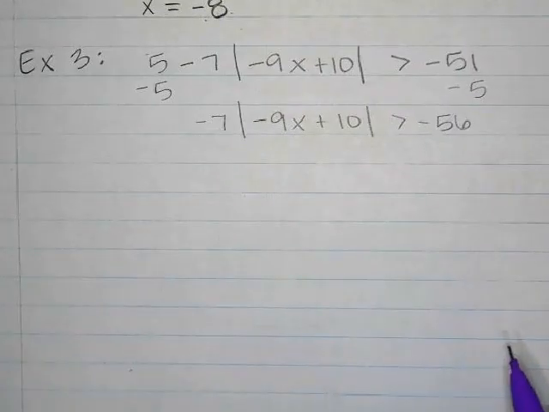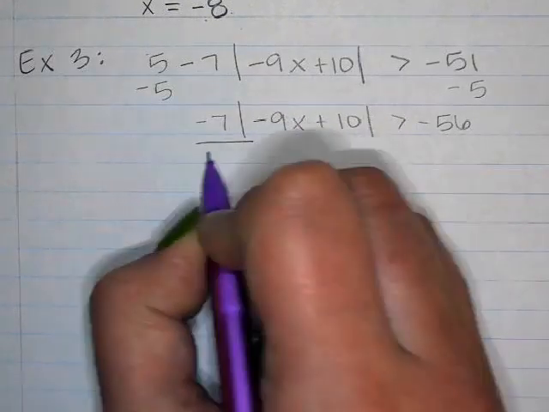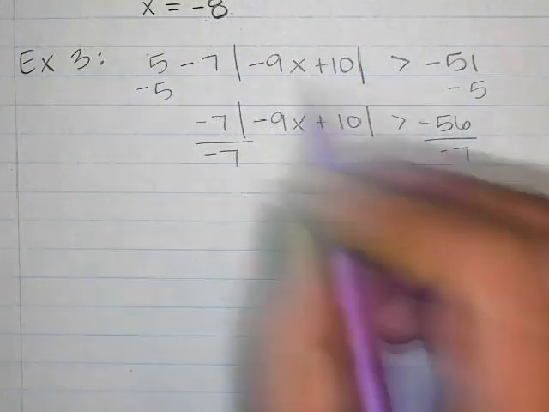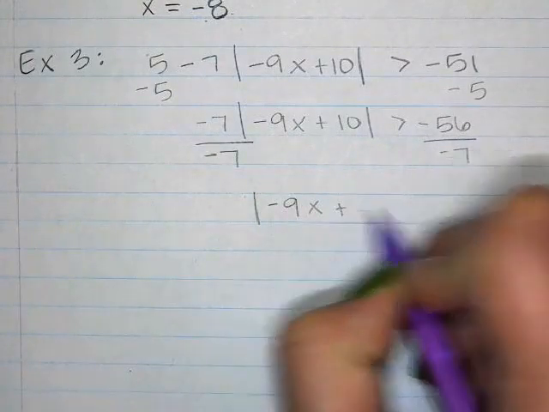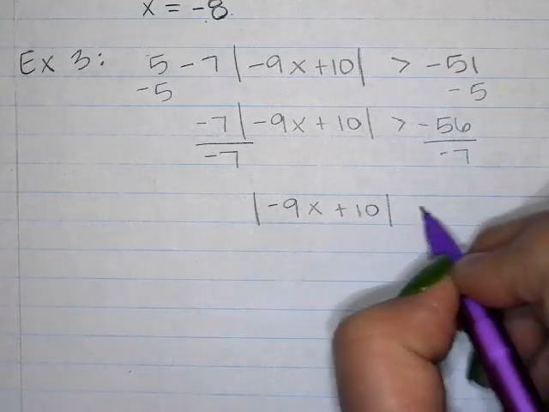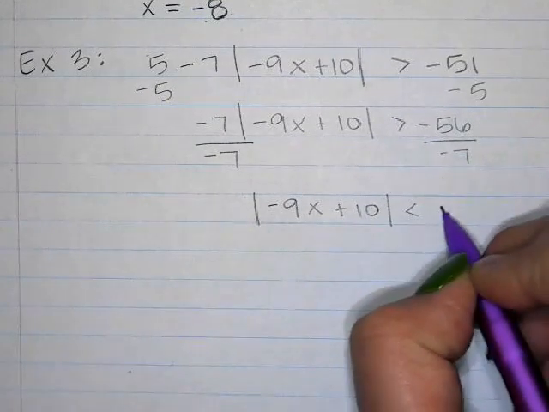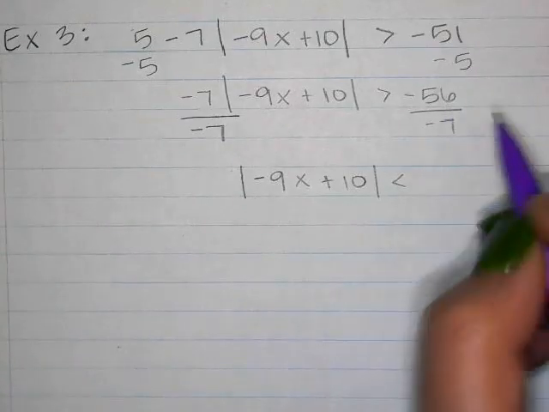And then our next step is what? Divide by the -7. And when we divide by the -7, what should we do? We should flip the sign. So anytime we're doing inequalities and we multiply or divide by a negative, we have to flip the sign. And -56 divided by -7 is 8.